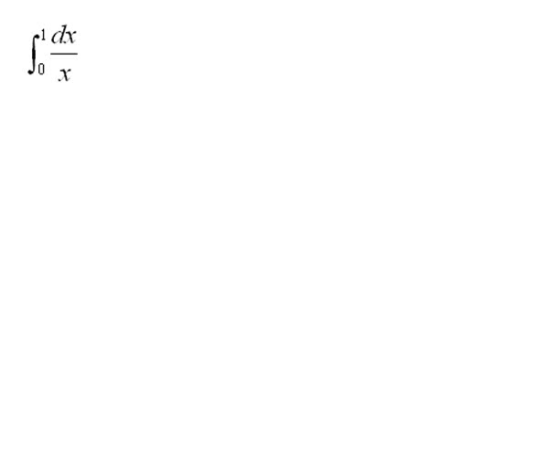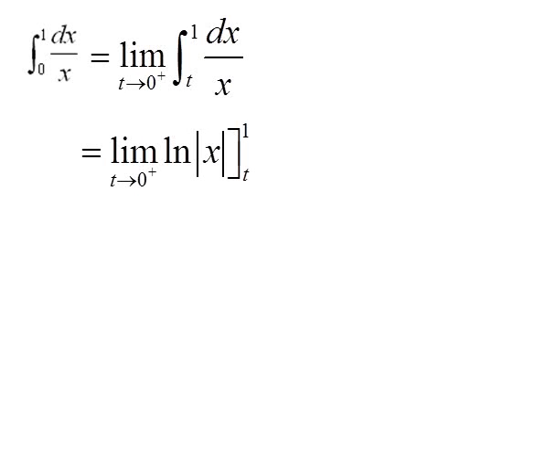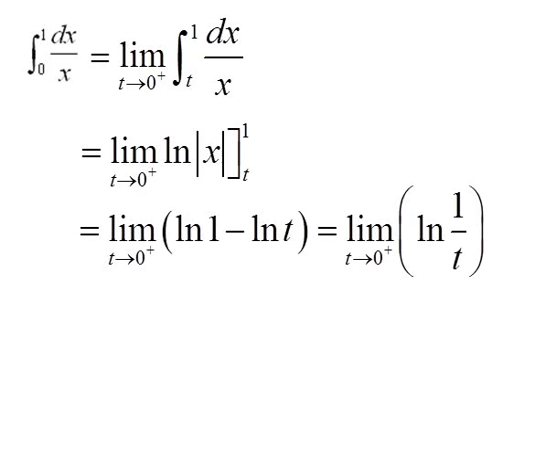In the next example, I'll evaluate the integral from 0 to 1 of dx over x. 1 over x is discontinuous at 0, so I'll replace the 0 with a t and find a limit as t approaches 0 from above. Integrating, I get natural log of the absolute value of x, going from t to 1. Plug in the 1 and the t, and using the laws of logs, I can rewrite this as the natural log of 1 over t. As t approaches 0 from above, 1 over t approaches infinity, and the log of this will also approach infinity. This means the integral diverges.